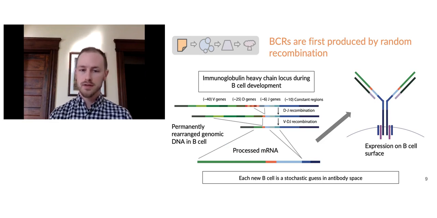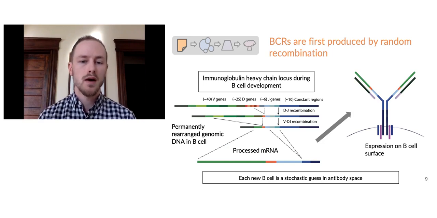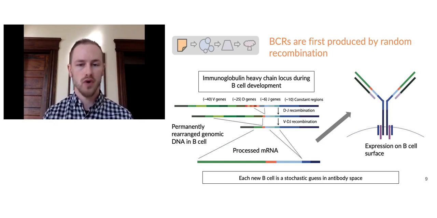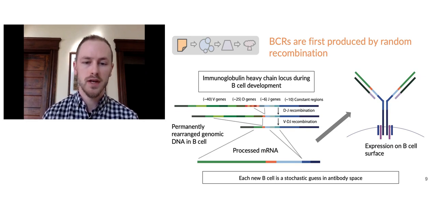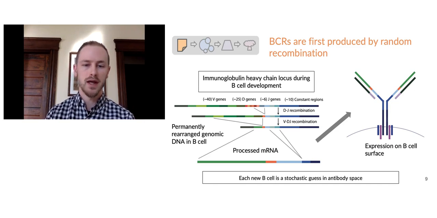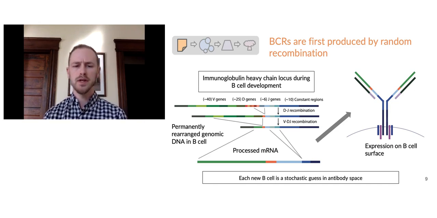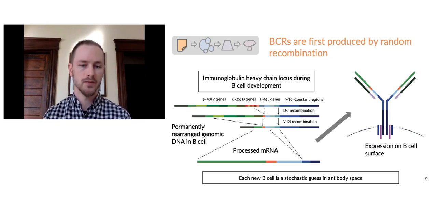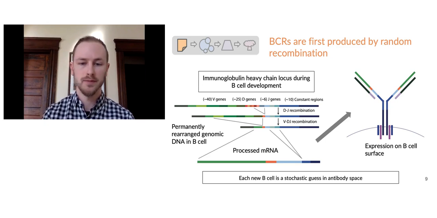BCRs, in contrast to a lot of other cell types in the body, are highly diverse and are produced through a two-stage process. The first of which is VDJ recombination, in which gene segments are randomly spliced together. So the immunoglobulin heavy chain locus is composed of multiple V, D, and J gene segments. And when a new naive B cell is produced, one of each of these segments is chosen and spliced together to give a permanently rearranged genomic locus within the B cell. This is then transcribed, translated, and expressed on the surface of the B cell.